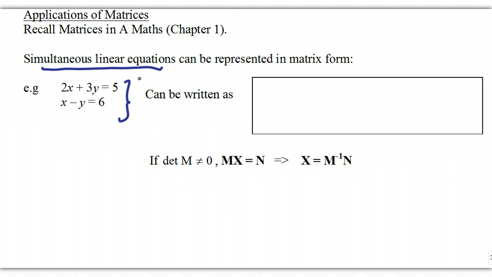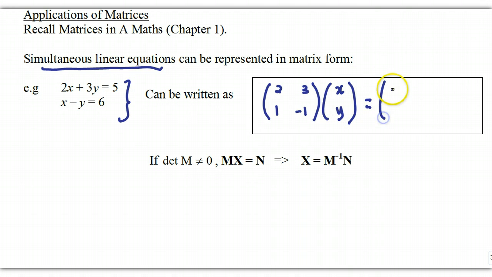when we learned this in A Maths, we could actually write it in matrix form, by writing the coefficients as a matrix, times the unknowns also as a matrix, equals to the constants on the right hand side of an equation. And we define this as M times X equals to N. And to be able to solve for X, we actually take M inverse of N.